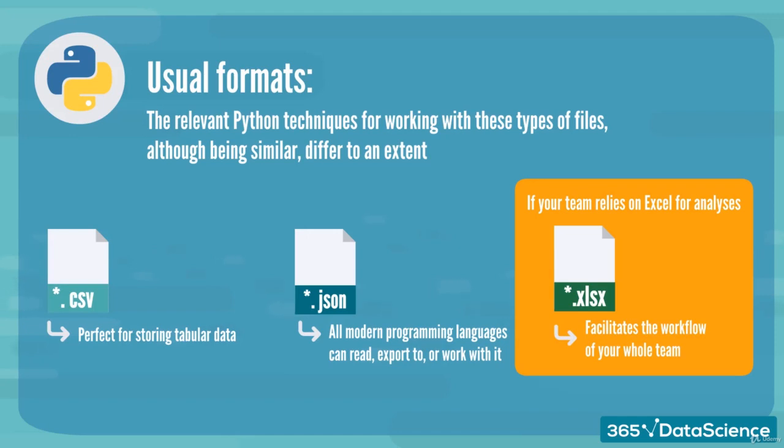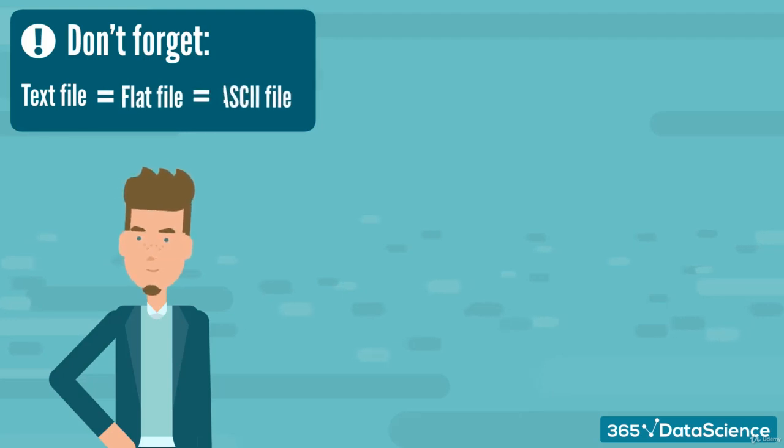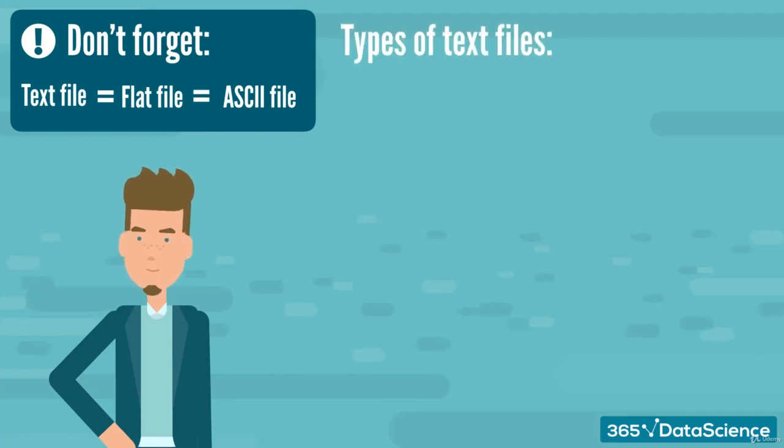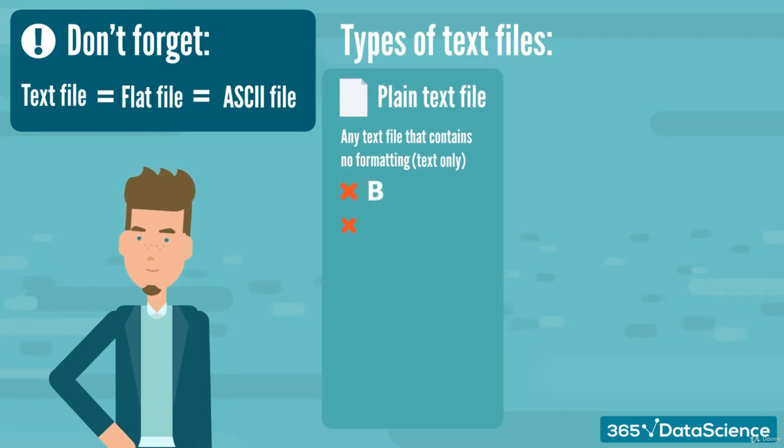Having clarified the bigger data connectivity picture, please don't forget that in the relevant literature and while doing an online search, you can often encounter text files as flat files or ASCII files. Regardless of which term you use, here are several types of text files you should be aware of. A plain text file is any text file that contains no formatting. In other words, it stores information as text only, and it doesn't contain boldness or italics, fonts, special text formatting, and so on. That's why this type of information is referred to as plain text.